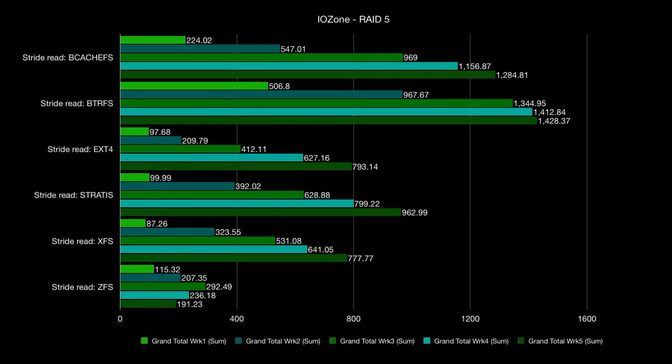RAID 5, yeah, not buying it. So for Bcache and ButterFS, that's not possible if it's doing RAID 5 correctly. Anyway, we're going to talk about that at the end, so I'm not going to try to solve it here. But yeah, ext4, Stratus, XFS, they all look believable. ZFS, no, no.